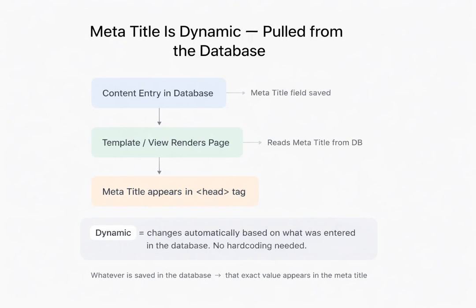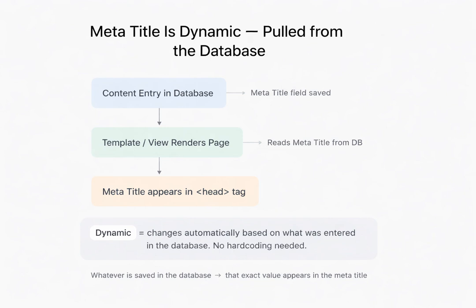One of the key points being made here is that the meta title is dynamic. What does that mean exactly? It means you don't hard-code a fixed title into your template. Instead, the template reads whatever was saved in the database for that particular article or page and outputs it automatically.